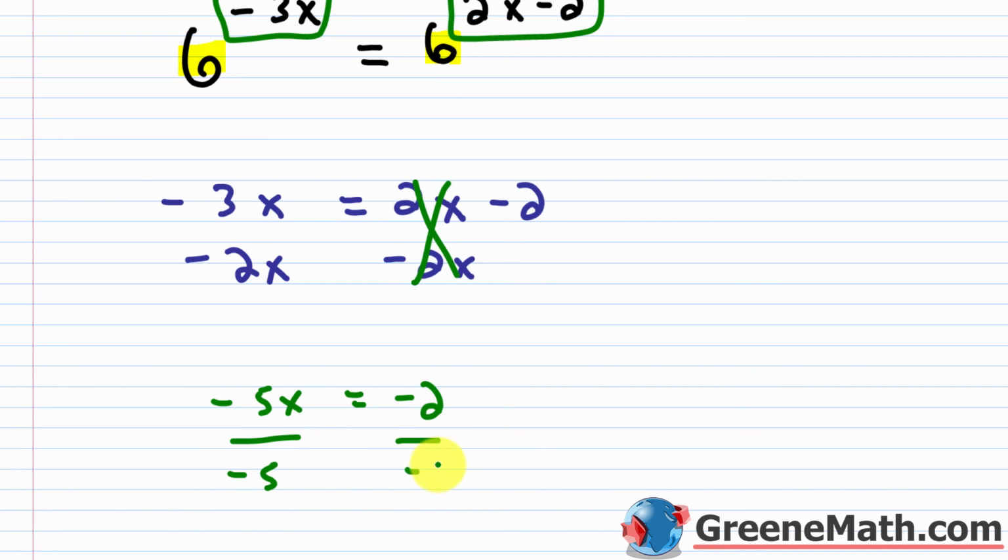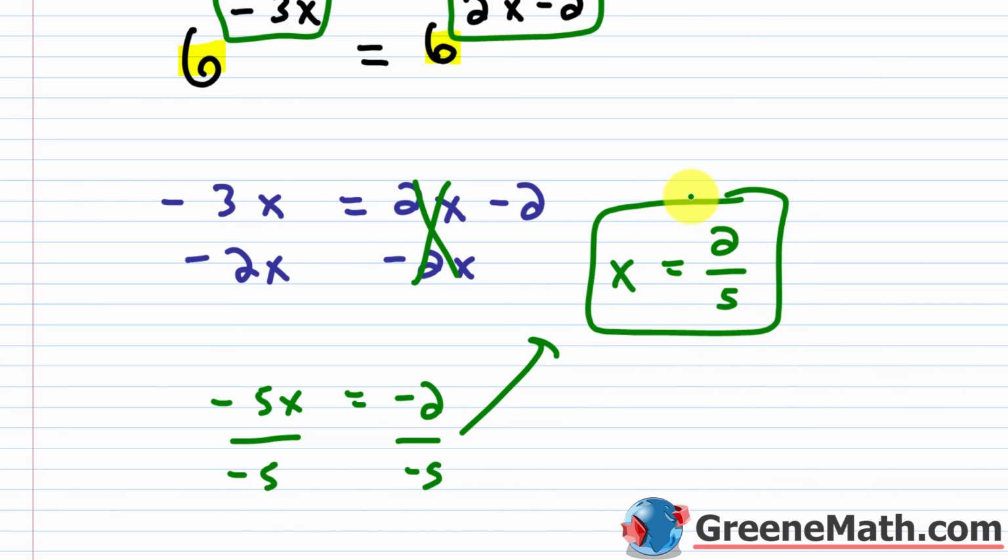Divide both sides by negative 5. And I'll go ahead and say that x is equal to positive 2/5. So that's your solution there. If you want to check it, you can take 2/5 and plug it back in for each occurrence of x in the original equation. You'll see that the left side does equal the right side.